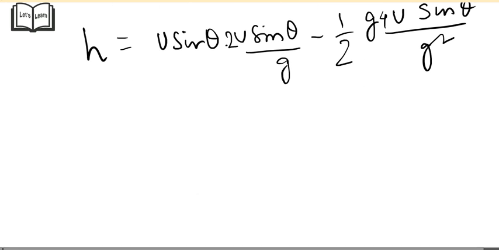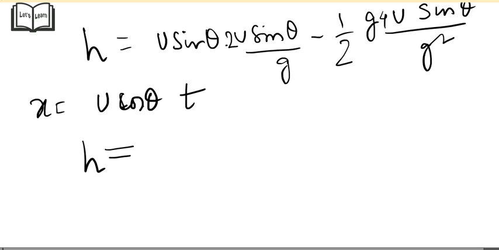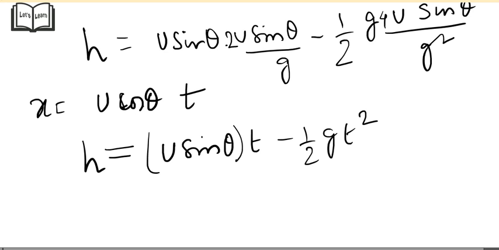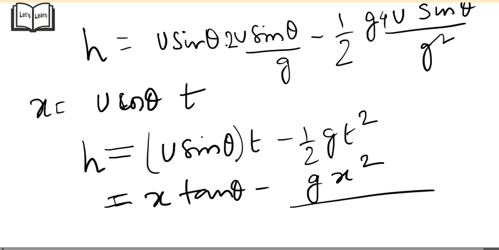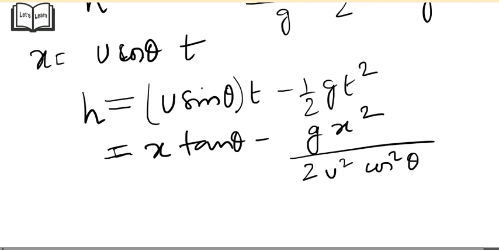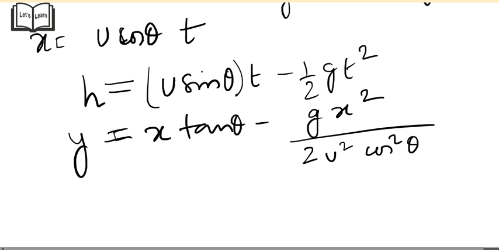Okay, and x is u cos theta t. So we can simplify to write h is equal to u sine theta t minus half g t square, which is equal to x tan theta minus g x square by 2u square cos square theta. You can just solve and try to check that you are getting this value.